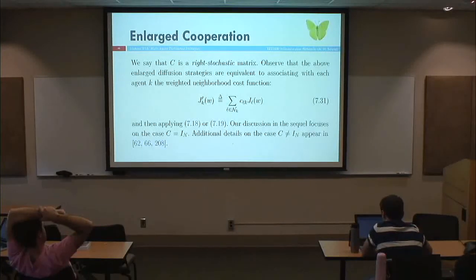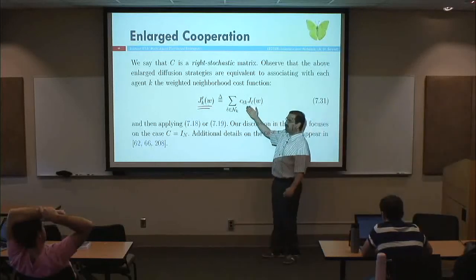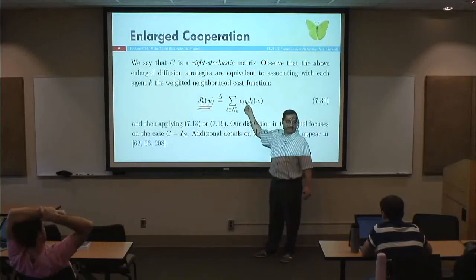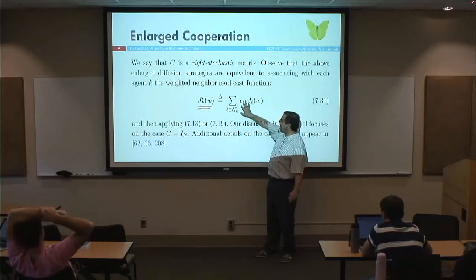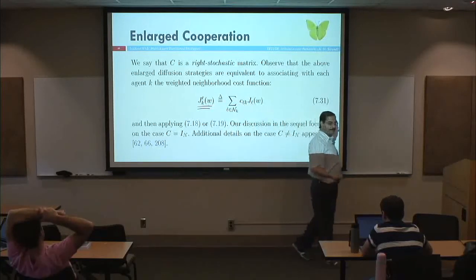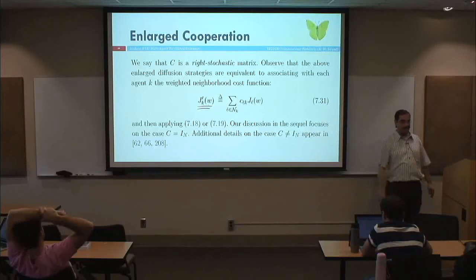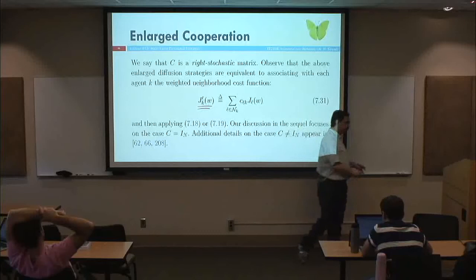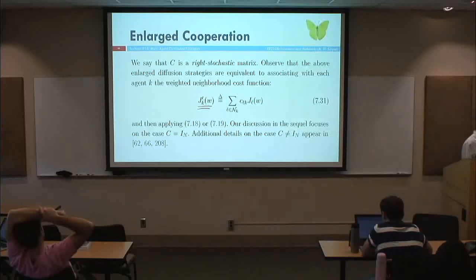You can think of the enlarged diffusion form as associating with each agent k an enlarged cost function, which is the combination of the cost of its neighbors. And then you move along the direction of this. So that's why studying this is not that different from studying one that involves only its own cost. Understood? That's why I'm going to focus only on the case when C is equal to I. That's enough for us.